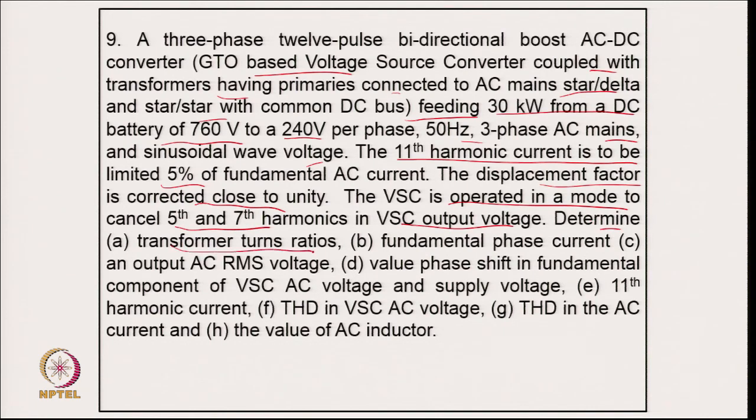Determine A, the transformer turns ratio; B, the fundamental phase current; C, the output AC RMS voltage; D, the phase shift in the fundamental component of VSC voltage and the supply voltage; E, the 11th harmonic current; F, the TAD in VSC voltage; G, the THD in AC current; and H, the value of the AC inductor.